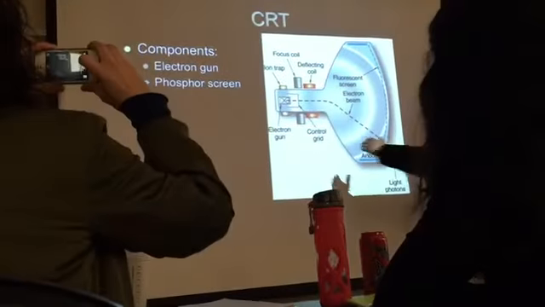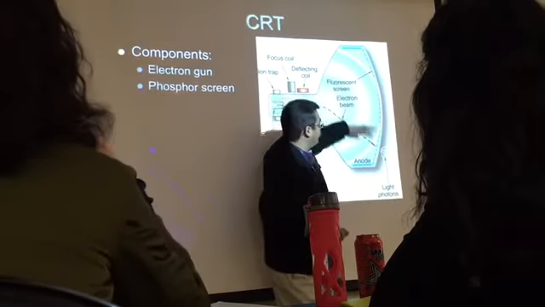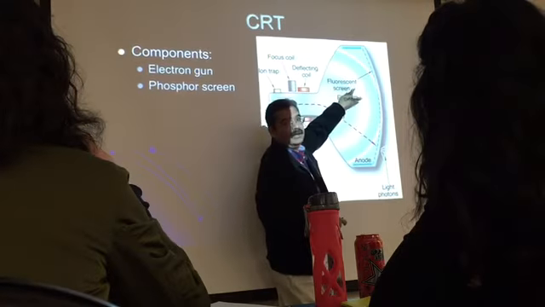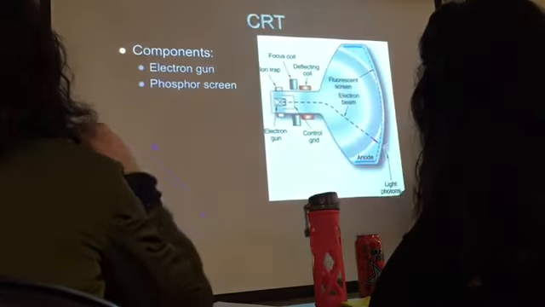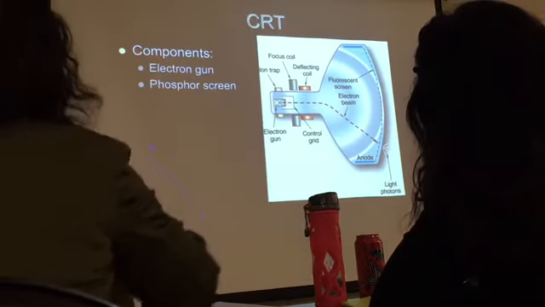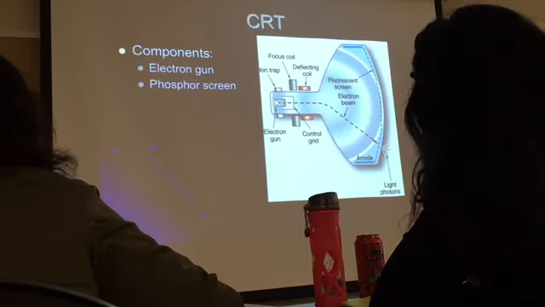The electron gun is going like this, and like this, and is hitting the phosphor screen. In the process of doing that, it creates bits of light very rapidly, and that creates the picture.